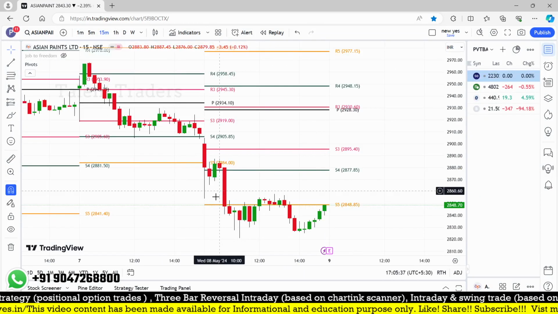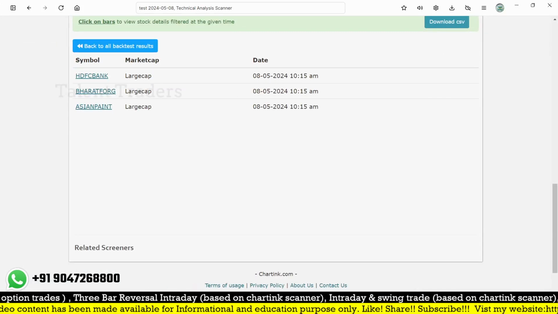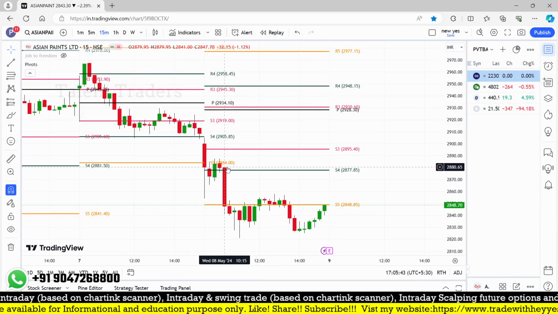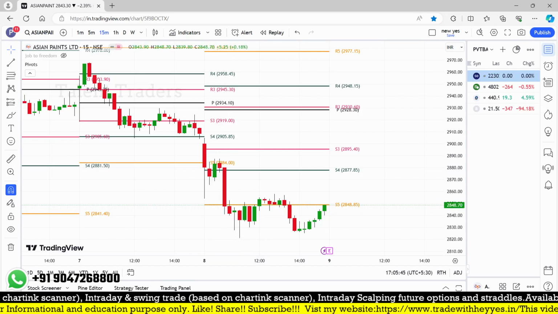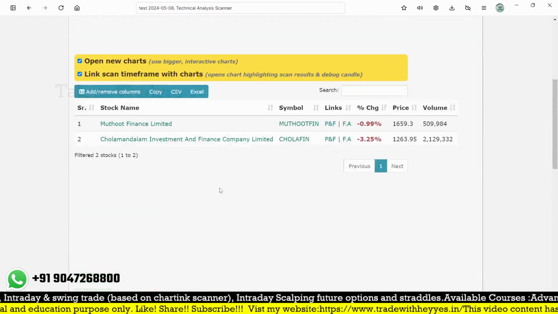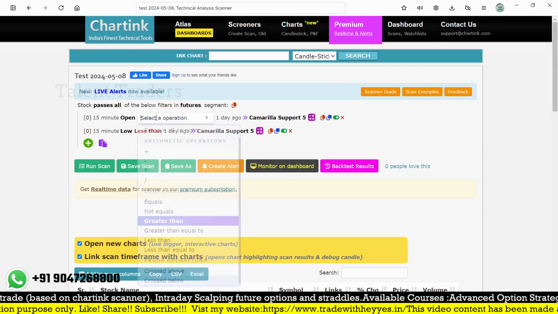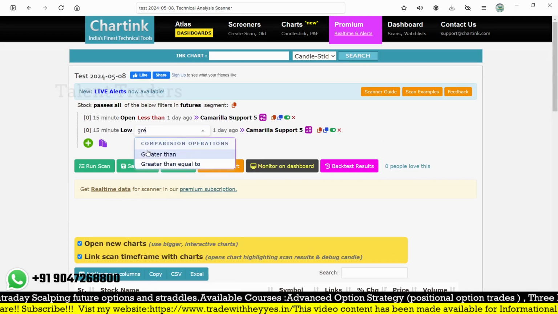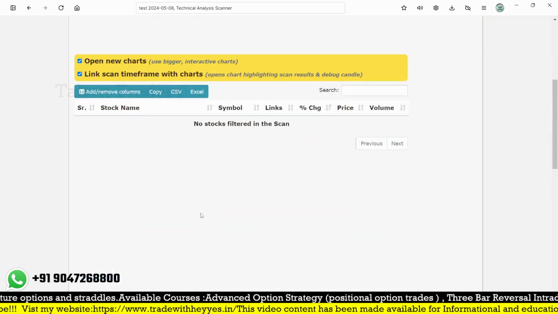So here, at what time is Asian Paint, and the same 10:15. So here is the candle. Okay, so one, we have used the greater than and less than condition. One more thing: yesterday we created the same, where the open must be less than and the close should be greater than. So this will fetch you stocks that open below and close above.